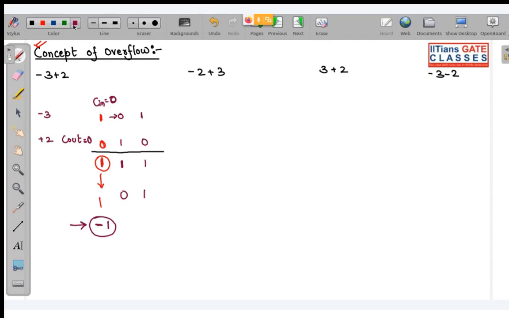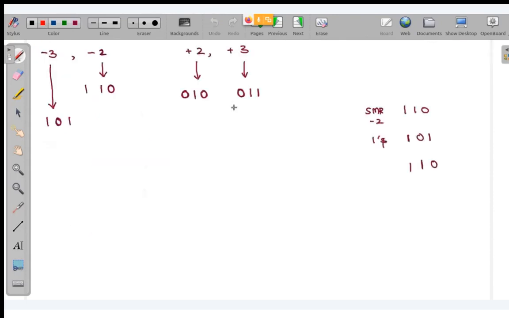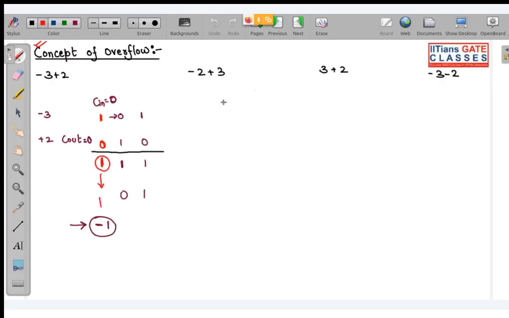Okay, so now let me add minus 2 plus 3. Minus 2 in 2's complement, I have calculated, is 1 1 0. Now plus 3, what will it be? It will be 0 1 1. Add these two. So this will be 1. 1 plus 1 is 0.